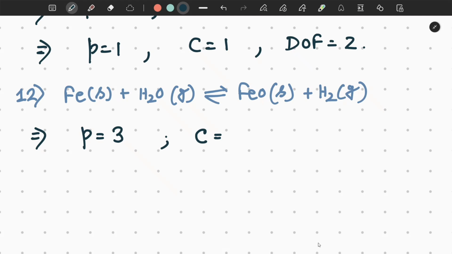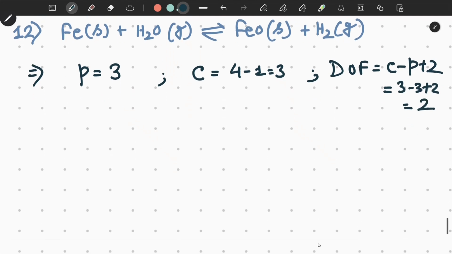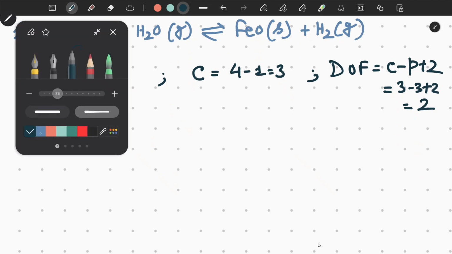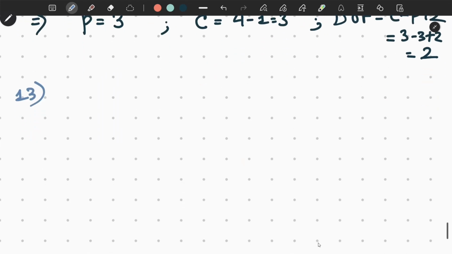So phase three. Component is 4 minus 1, so 3. Now it is clear, right? So degrees of freedom will be 2. Okay. So last question, after that we will discuss something different.